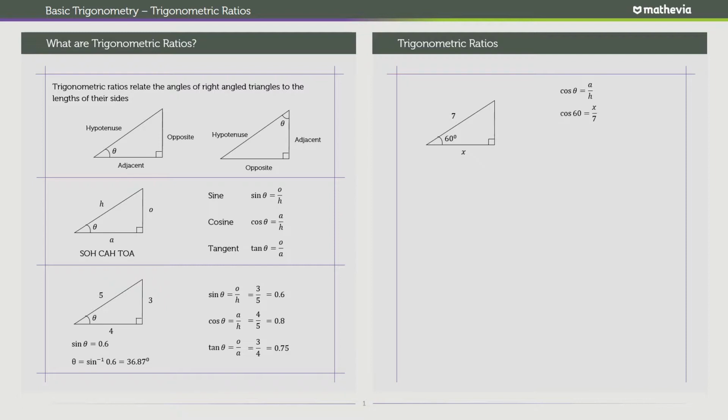Then you have that the cosine of 60 equals the adjacent over the hypotenuse, so x over 7 in this case. When you cross multiply, x equals 7 times the cosine of 60. If you work your calculator, you'd find that the cosine of 60 is actually 0.5. Then you have that x equals 7 times 0.5, so x equals 3.5. Very simple, very straightforward. Now let's go ahead and do some examples.